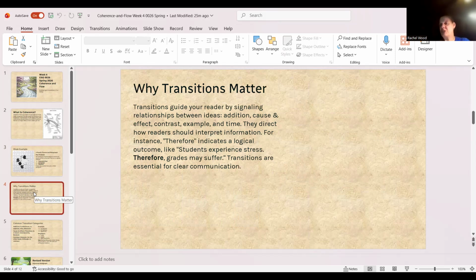But one of the things I want to talk to you about is why transition words matter. Transitions will guide your reader by signaling relationships between those ideas. Those are things like addition, cause and effect, example, time. They direct readers as to how they should interpret information. For instance, one of my favorite transition words is therefore. That indicates a logical outcome. Something like students experience stress. Therefore, comma, grades may suffer. They are essential for crystal clear communication.